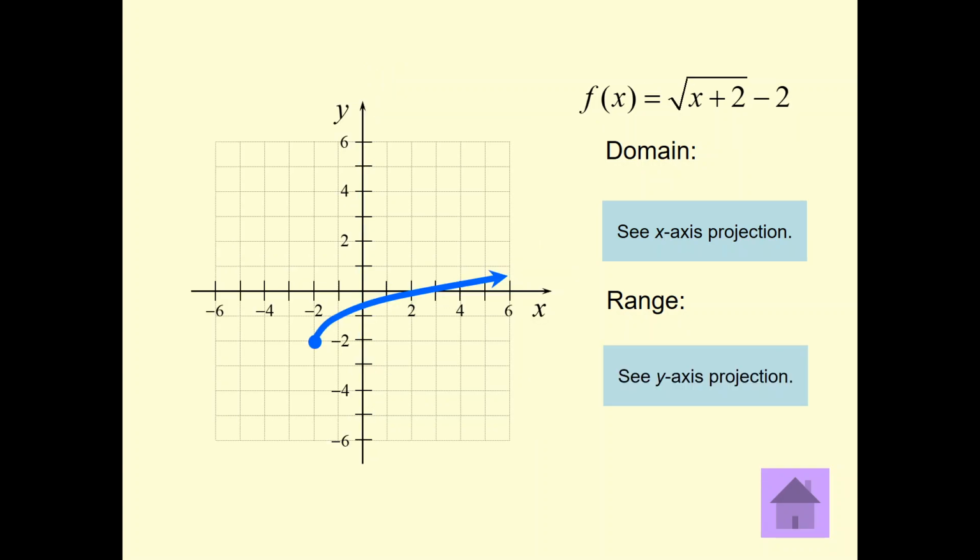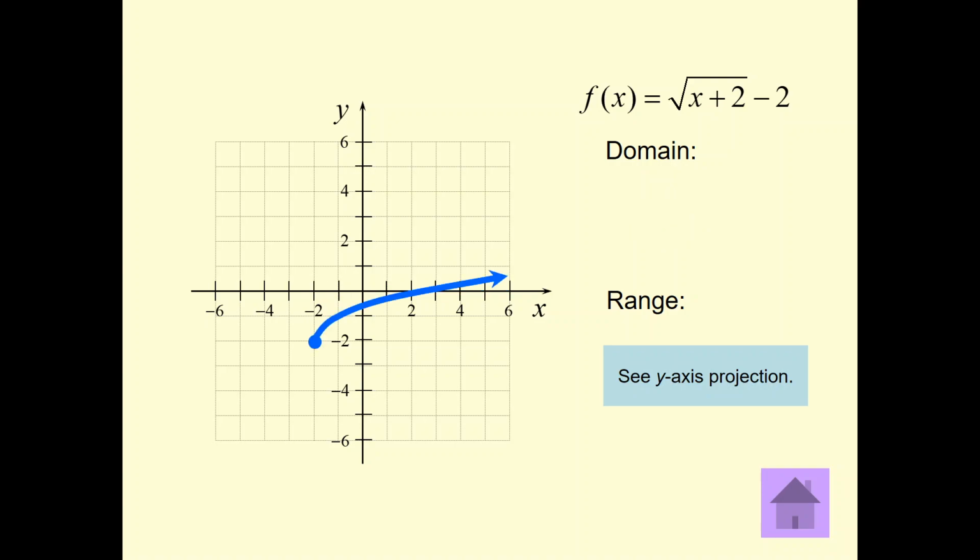All right, one more. So if we look at this one, again, I'm looking at the domain. So I'm looking at where it starts hitting the x-axis. You can see it would start casting a shadow here at -2, and it would continue along, along, along, so that my domain is x is greater than or equal to -2, or in interval notation, square bracket -2 to infinity.